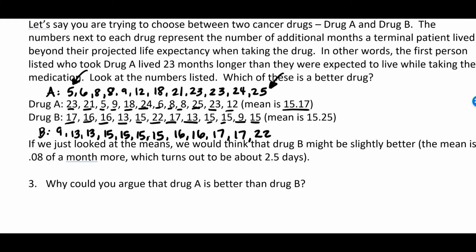Okay. So again, now I can eyeball it a little better. The person who had the least benefit lived an additional 9 months. The person who had the most benefit lived an additional 22 months. So just shy of 2 additional years.